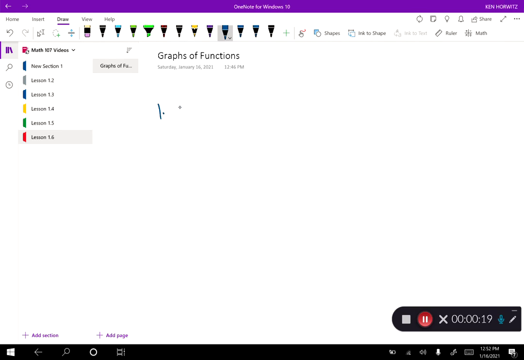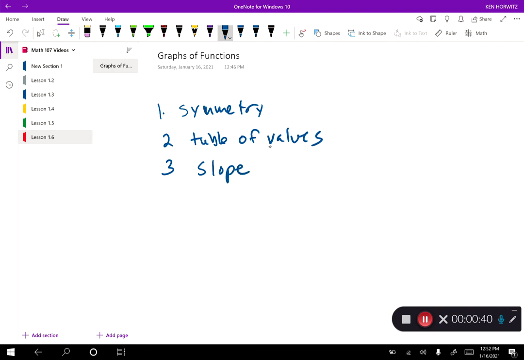One of the topics we've talked about so far is symmetry. The second one, which is important, is our table of values. And the third one, which we discussed before, is slope. We've talked about other things that also could help with graphing, but these are the three major topics that could really help you either make your graph or double check to make sure that your graph is on target.